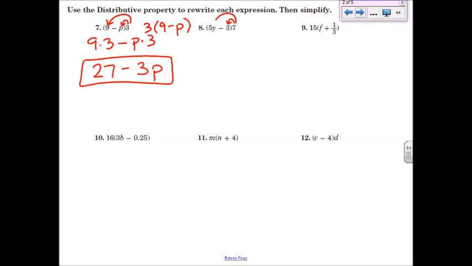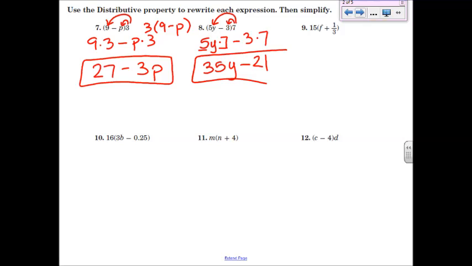7 gets multiplied by both, so I have 5y times 7 minus 3 times 7. When I have numbers being multiplied with variables, the numbers get multiplied all together. So 5 times 7 is 35y, and then 3 times 7 is 21. There's no more like terms and there's no more parentheses, so I'm done.